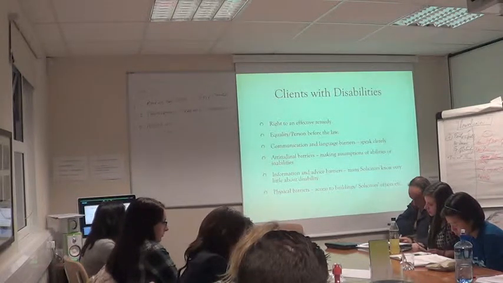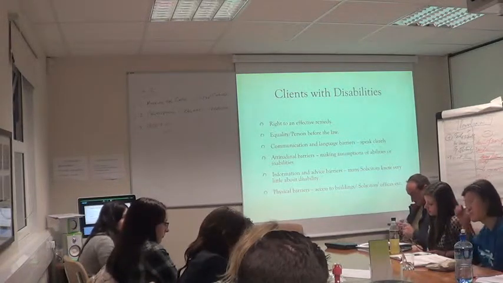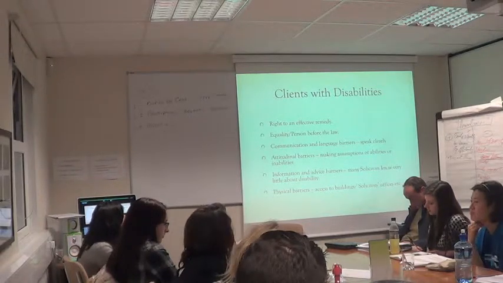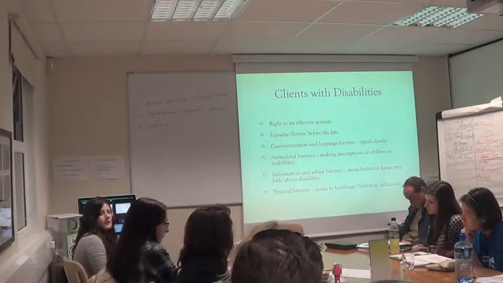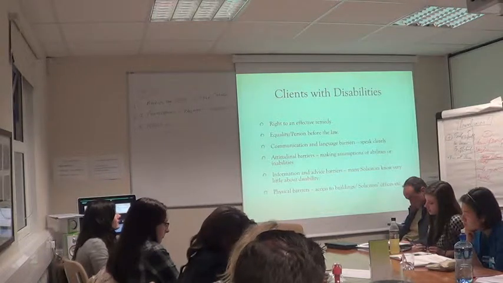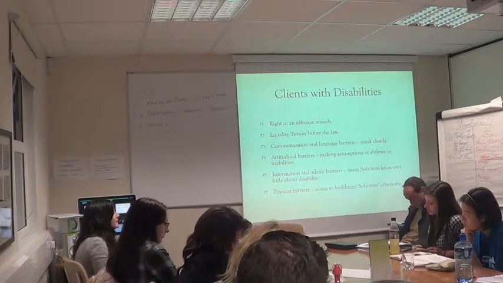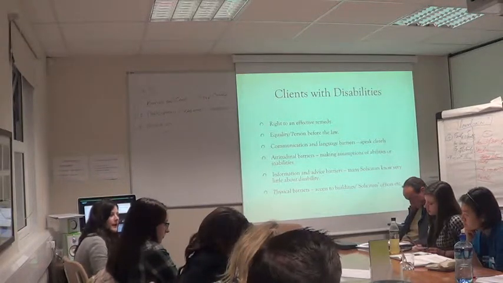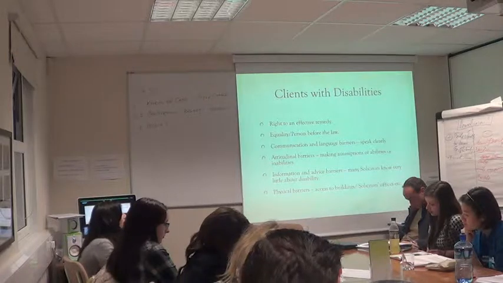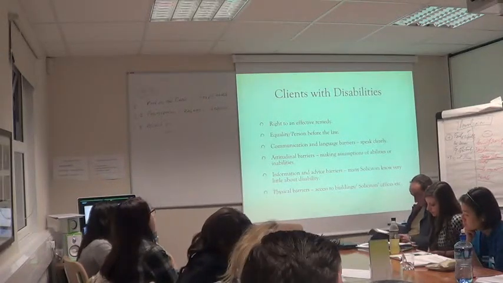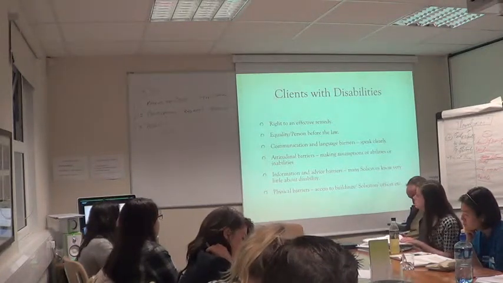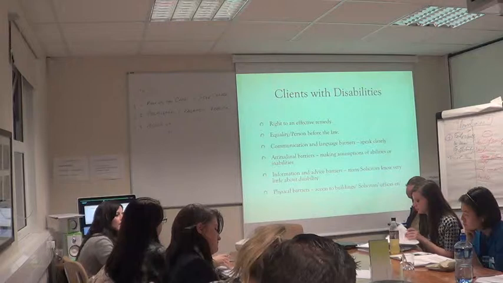There may also be certain attitudinal barriers, so making assumptions, having certain negative attitudes as regards the abilities or inabilities of certain clients. There may be information and advice barriers that may come up as well, and from the perspective of the solicitor dealing with the client, they may not have a great deal of knowledge about disability and the various different elements that they should be aware of. Also physical barriers. There may be issues in relation to access to buildings, access to solicitors' offices, access to courthouses, etc.